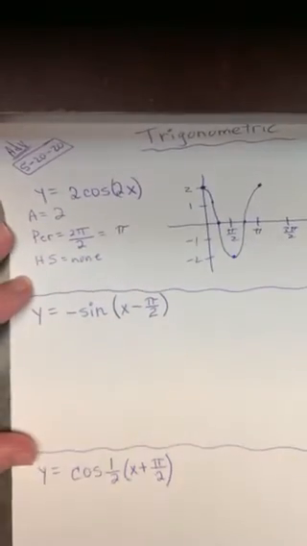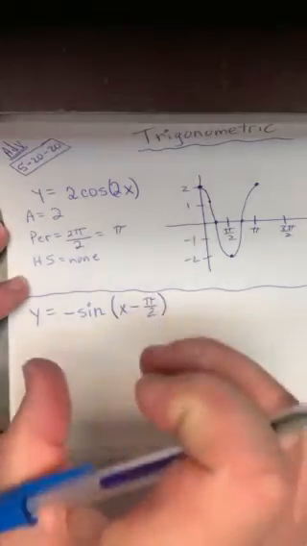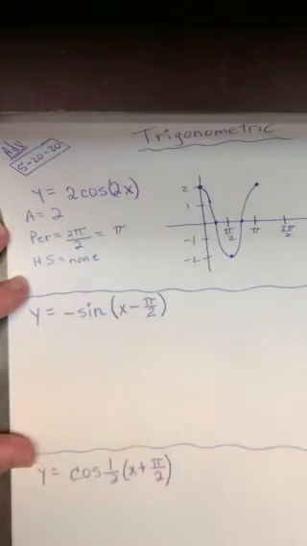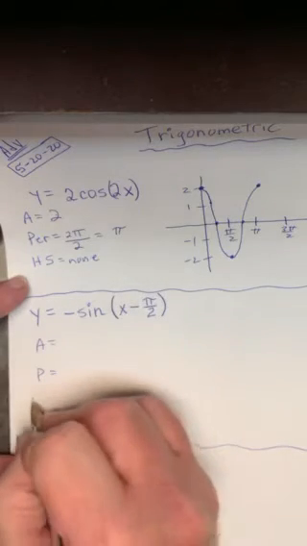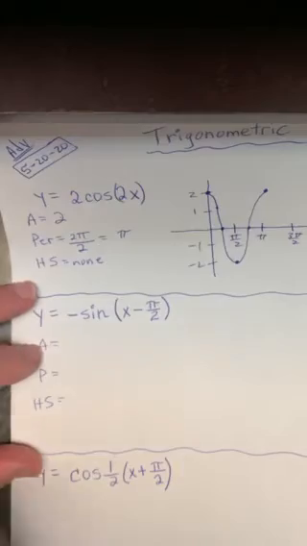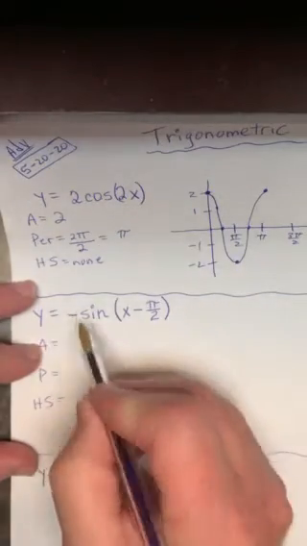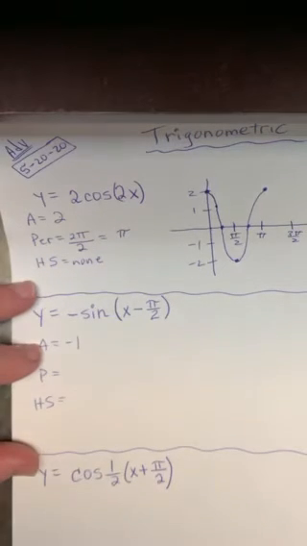All right, real quick, number 2 here says negative sine of x minus pi over 2. If this is you doing your problems or your assignment tonight, give me A for amplitude, P for period, HS for horizontal shift. The amplitude is always the number out in front, which in this case is -1. Go ahead and include the negative sign. That simply means it'll start down instead of up, right?